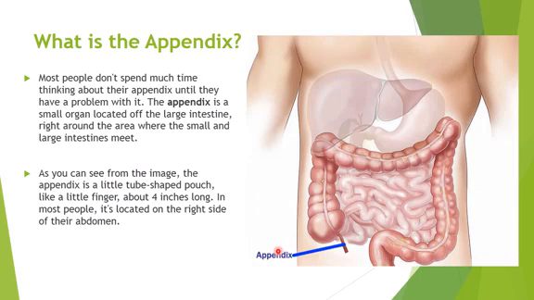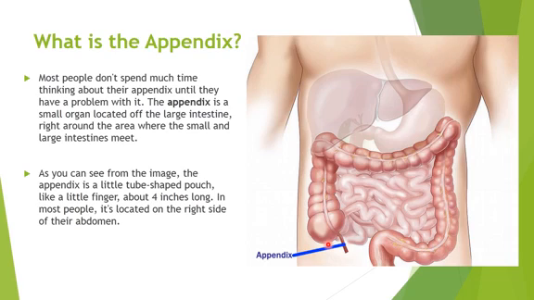Now moving further, we are going to discuss the appendix. Most people don't spend much time thinking about their appendix until they have a problem with it. The appendix is a small organ located off the large intestine, right around the area where the small and large intestine meet.